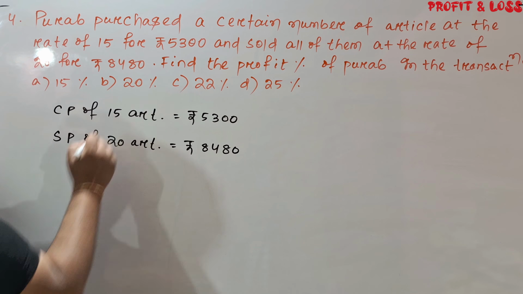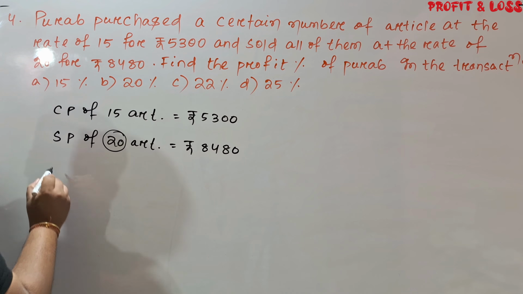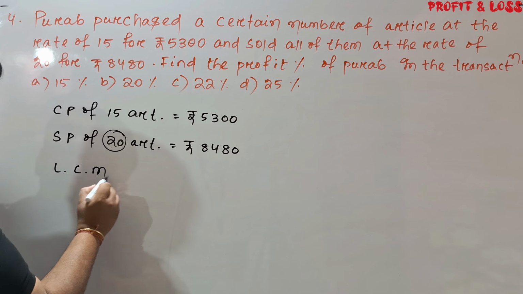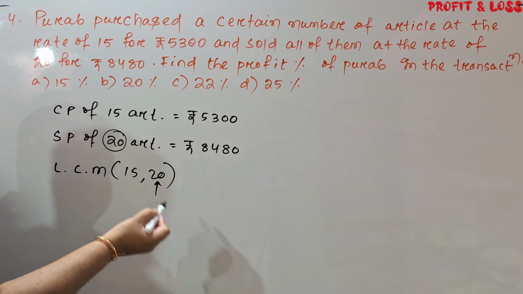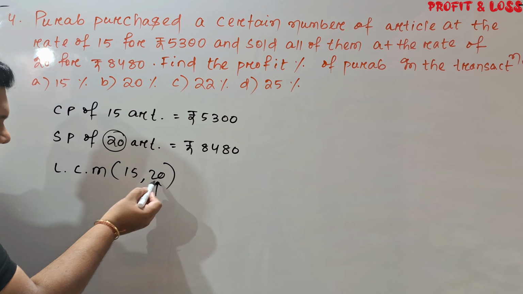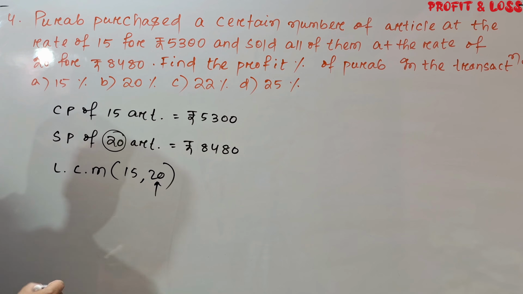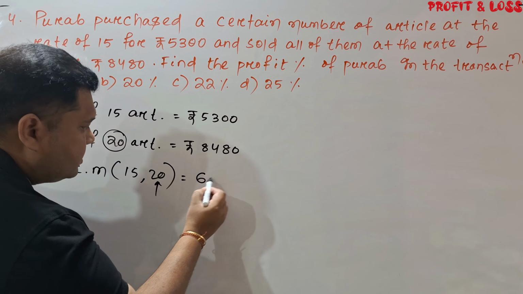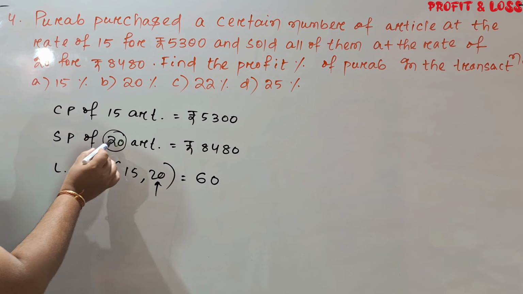Now take the LCM. Here the larger value is 20. Think about the multiples, because here I am going to find the LCM of 15 and 20. First multiple 20. Can 15 divide it? No. Next multiple 40. Can 15 divide it? No. Next multiple 60. The LCM is 60. Here what will I multiply? 15 into 4 and 20 into 3.